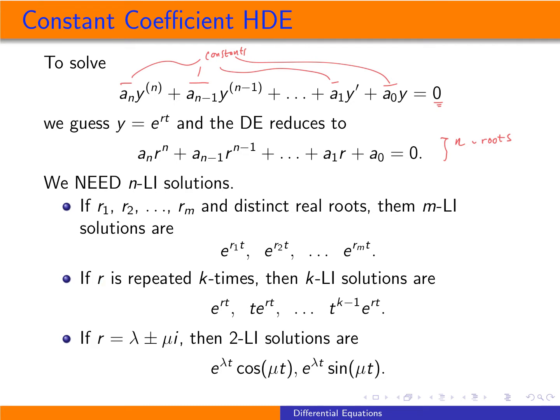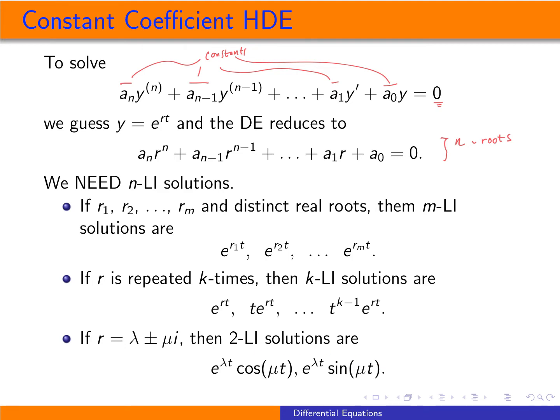If there is a root that's repeated some number of times, then the number of times it's repeated, we will need that many linearly independent solutions. So if it's repeated twice, e to the rt and t e to the rt will be 2 linearly independent solutions. And that's the case we see most often. But note, for every repetition, we just keep adding to it a power of t. And then finally, when we have complex conjugate roots, we have these 2 corresponding linearly independent solutions.